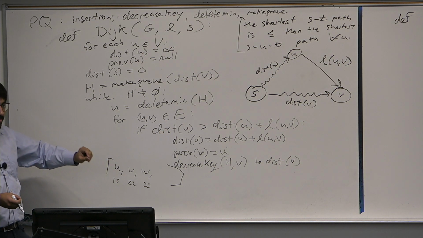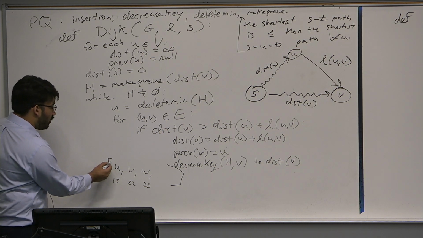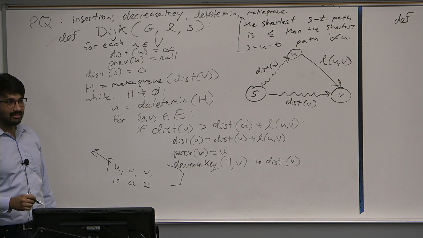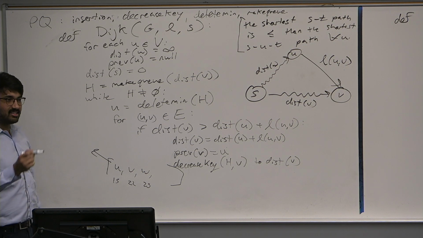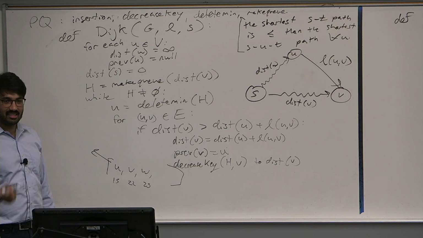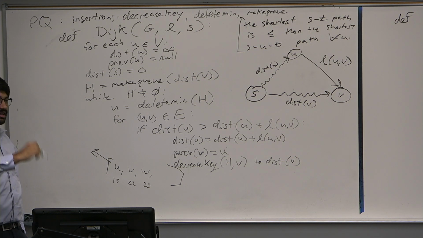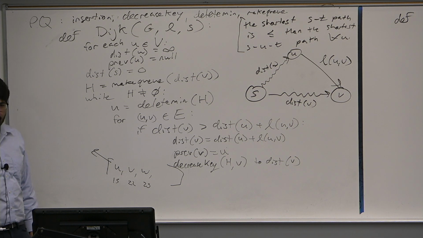So we know that if we pop U out of the queue, we can guarantee that we've actually found the shortest path to U. Why? Because it's ejected. The fact that it's ejected means we found its shortest path. Everything else has longer paths to it. So that's the correctness of why Dijkstra's finds the shortest path.